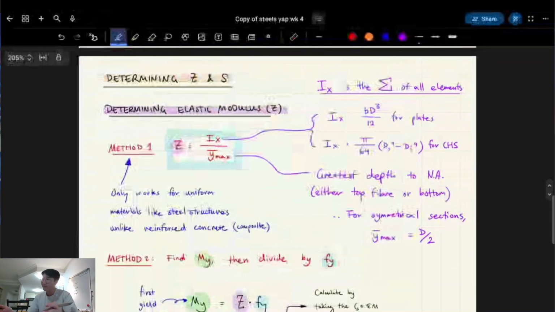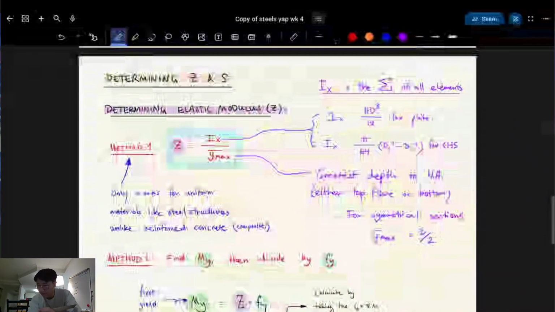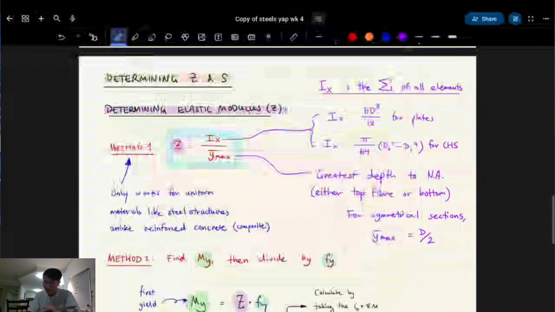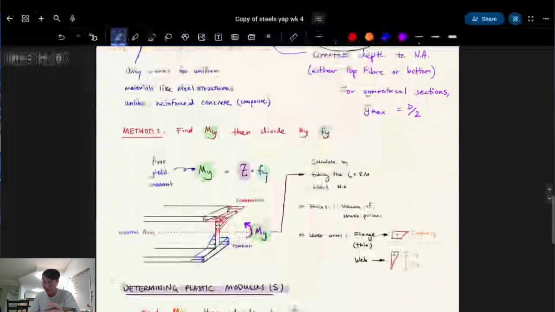And Z, simple formula. Z is just IX over Y hat, right? And to find IX, you have to do all that. You do this for rectangles, this for circular hollow sections, all that. You can also do it this way, but I wouldn't recommend it because it's much easier just to plug it into a formula because it's all elastic, so your stress curves follow this really nicely.